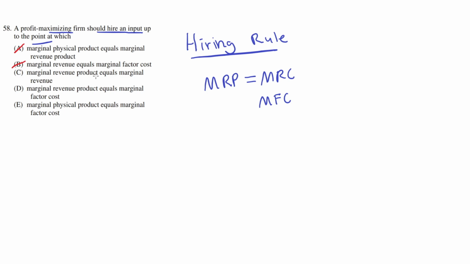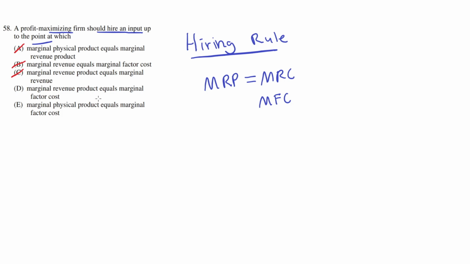C. Marginal revenue product equals marginal revenue. This is incorrect because marginal revenue product tells us how much revenue that worker is bringing in. Marginal revenue tells us as a whole how much revenue is being added by adding one more worker. So C is incorrect because this doesn't show us how much revenue the worker is bringing in and how much it costs to bring them into the company.